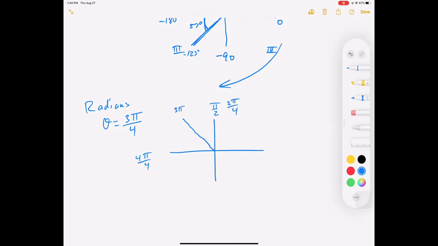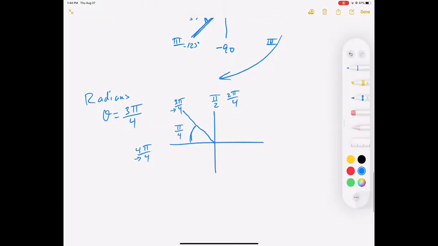3 pi over 4. Now, here is the super easy part about radians. It seems hard, it really does. Please don't freak out. Do you see how I wrote it with a common denominator? How can I get from 3 to 4? Don't I just need one more? 1. And the reference is 1 pi over 4.